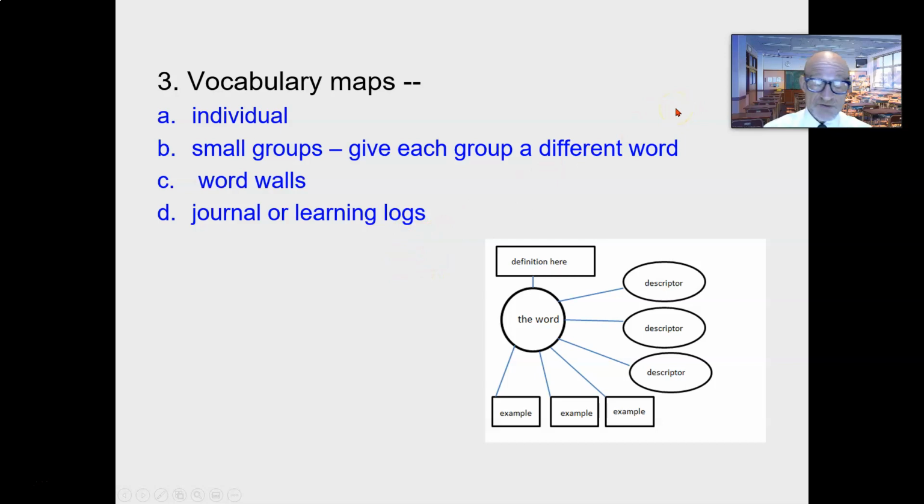For example, if I was having a science lesson, I would give each group a different science word as a post-reading or post-lesson activity, and they would make big posters, and you would create word walls. These would be plastered on the wall to reinforce learning. And this is a type of activity you do once a week or every so often. It's not something you do every lesson. And as I said, they can also be put individually in journals or learning logs.